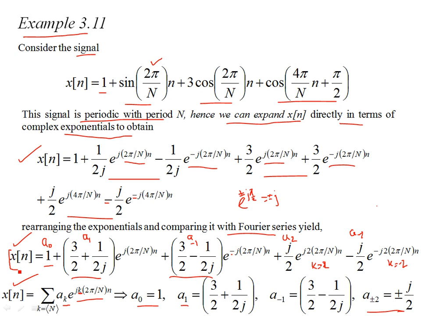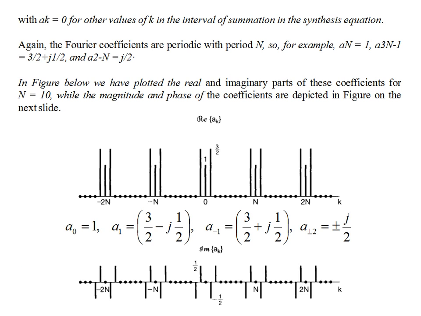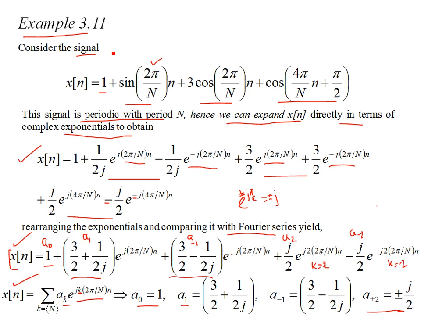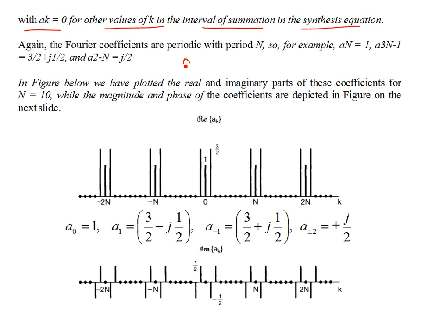Now, an important thing is that a_k is 0 for any other value of k. In the interval of summation in the synthesis equation, these Fourier coefficients are periodic, which means a_k is a_{k+N}. What does this mean? This means that, for example, a_0 is your a_N.